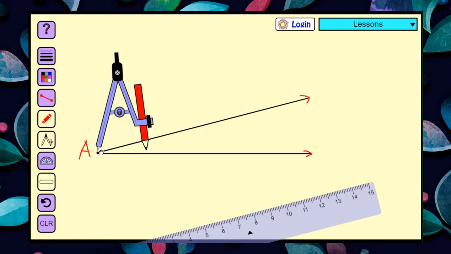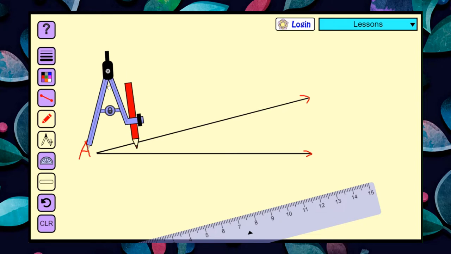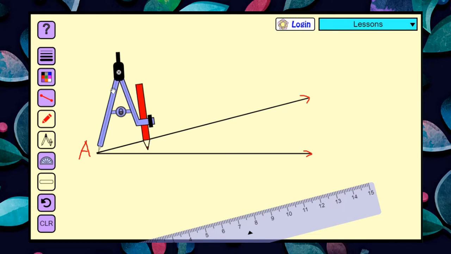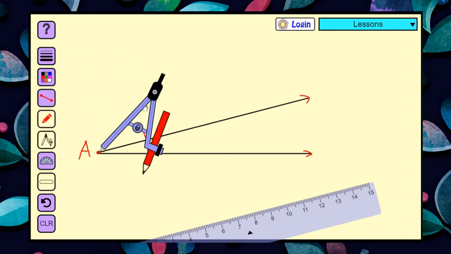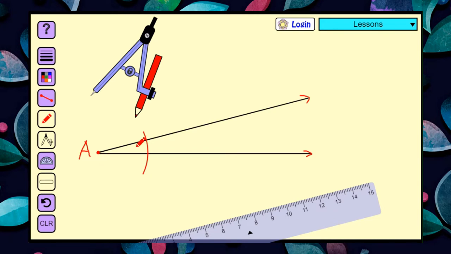Ayan, ipi-place natin yung pointed ng compass doon sa vertex A to be the center. And then, magdrawing tayo ng arc intersecting the sides of angle A. So, we already have this arc. Kung mapapansin nyo, merong intersection between the sides or on the sides of angle A. At ililabel natin yung intersections na to as B and C.